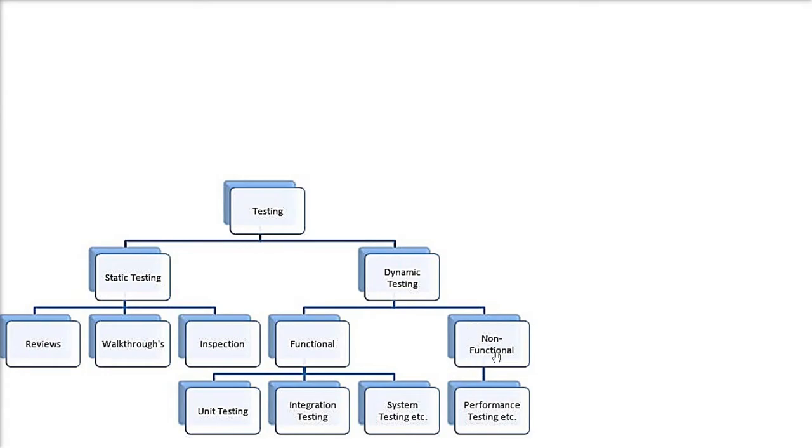In non-functional testing, there are certain parameters which may not be in the SRS or not explicitly mentioned. So that has to be measured, or that has to be tested, like performance testing, stress testing, load testing, security testing. There are so many. It depends totally on the application you are making. So this is the whole structure of testing.